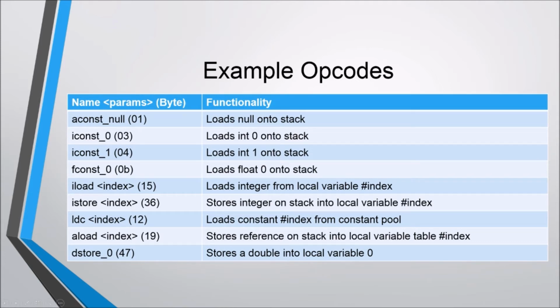iload will load an integer from the local variable table at the index specified, and istore will store an integer onto the local variable table at the index specified. aload will load a reference from the local variable table onto the stack, and dstore_0 will store a double into the local variable table.